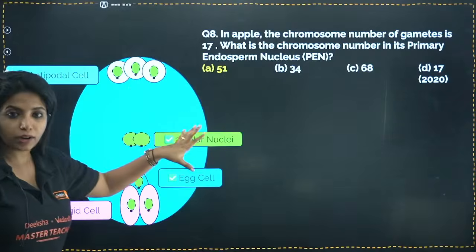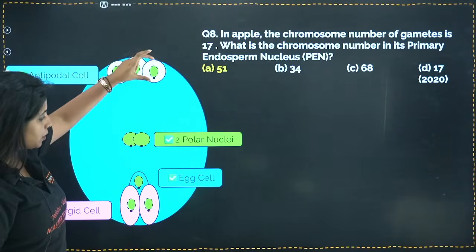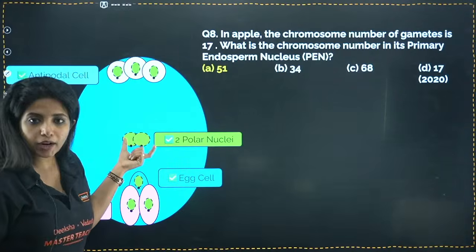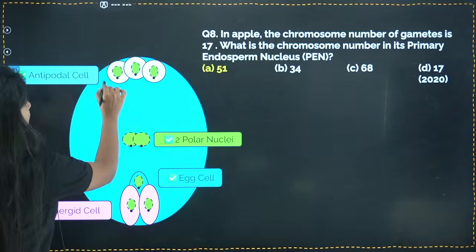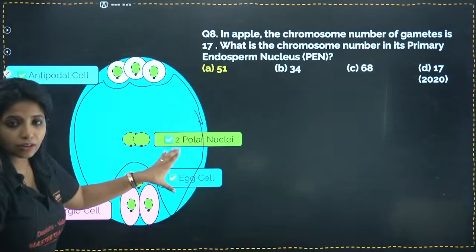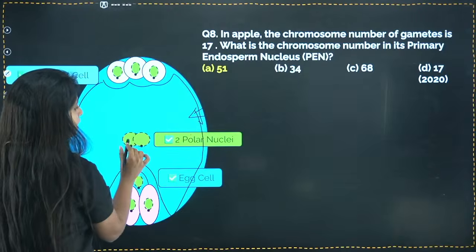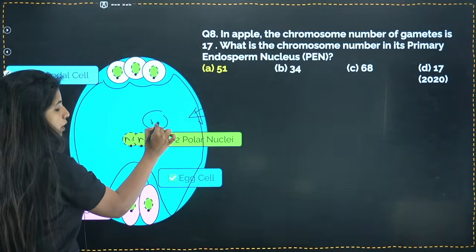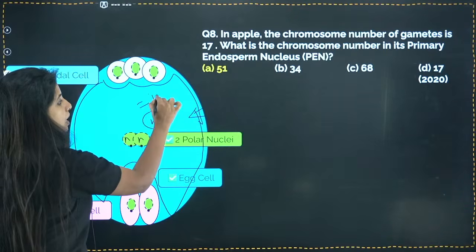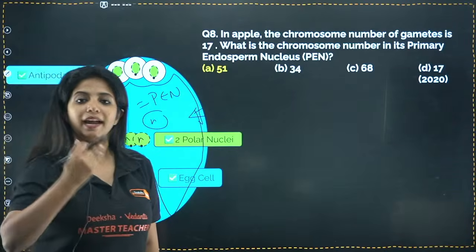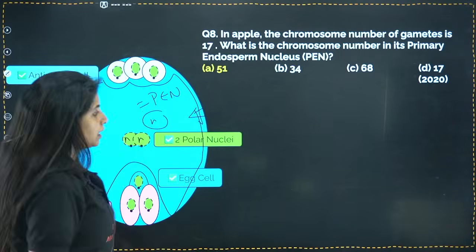Those of you who do not know, 3 antipodal cells are there, 2 synergids are there, 1 egg cell is there, and 2 polar nuclei are there. These 2 polar nuclei are a part of a very big cell which is known as the central cell. This central cell fuses with the male gamete. As you see, there are 2 nuclei in the central cell, and the male gamete also has 1 nucleus. Together they become the primary endosperm nucleus, and this cell will now be known as what? Primary endosperm cell. Okay? Yes.